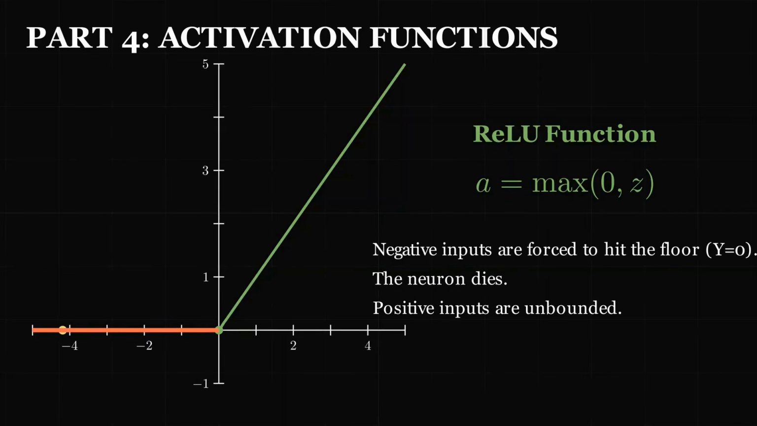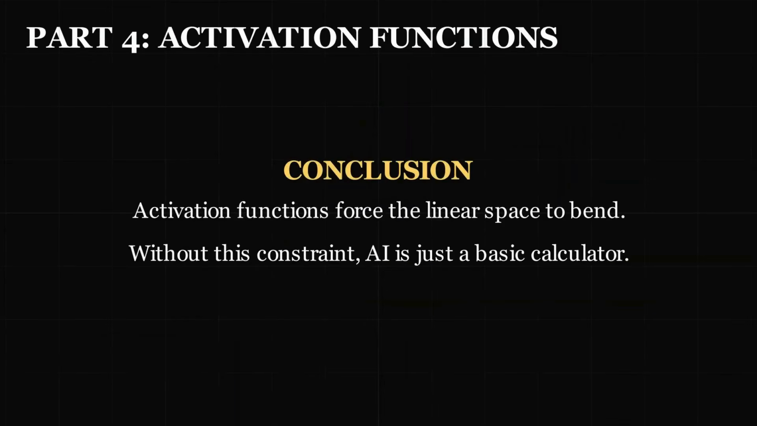But if the value is positive, it's allowed to shoot up without limit. This single simple function forces a linear space to become curved. Without this break, the multi-billion parameter AI we know today would be nothing more than a standard regression calculator.